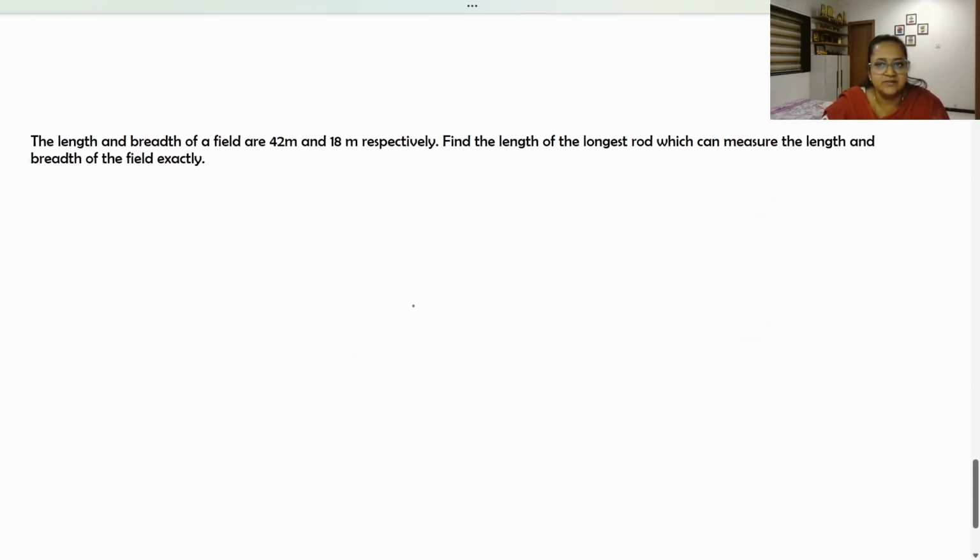This is a similar question that we've done earlier. The length and breadth of a field are 42 and 18 meters respectively. Find the length of the longest rod that can measure the length and the breadth. Length is 42, breadth is 18. Now we want a rod which can measure this also and this also. That means we are looking for a length of a rod which is smaller than the length and the breadth. So we will find out the HCF.